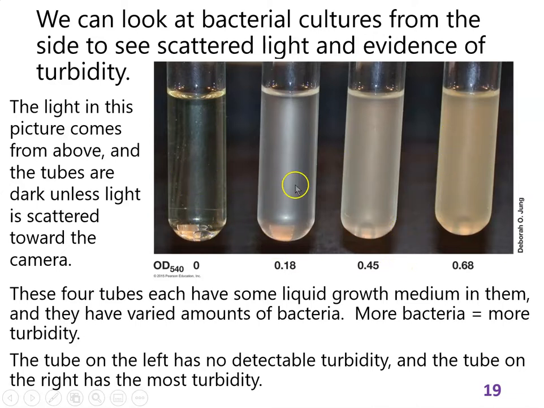So this is what they would look like if we're putting them into a spectrophotometer to figure out how many cells there are. Right. So one thing you should know is that this tube, we can't see it scattering light, but that doesn't mean there aren't cells in it. That just means there aren't enough cells to scatter detectable light.